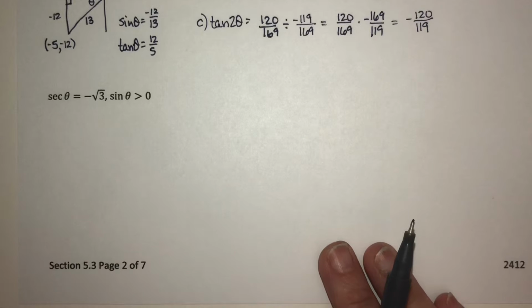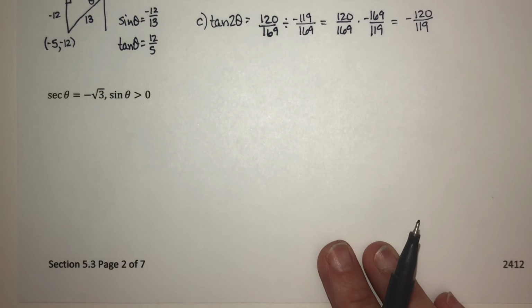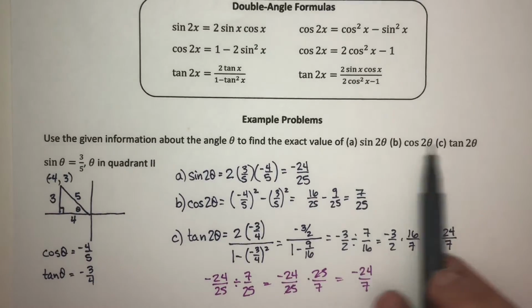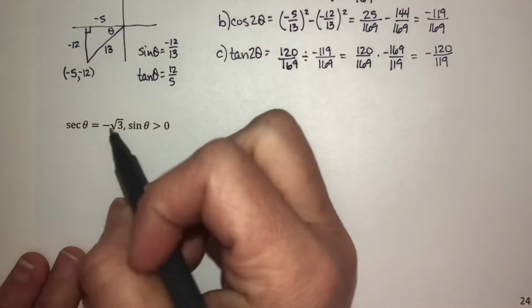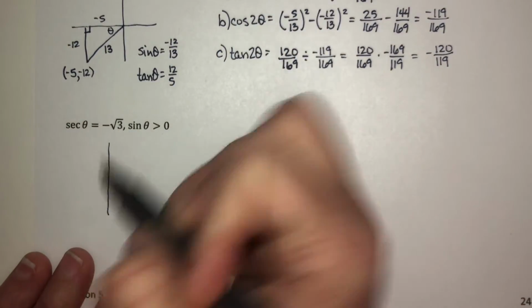This is part 2 of section 5.3. We are given that secant of theta is equal to negative square root 3 and that sine of theta is a positive number. We're being asked to find all of our basic double angles. So first of all, let's figure out where this is.